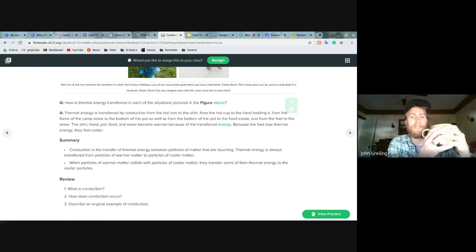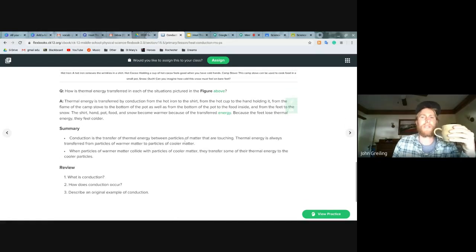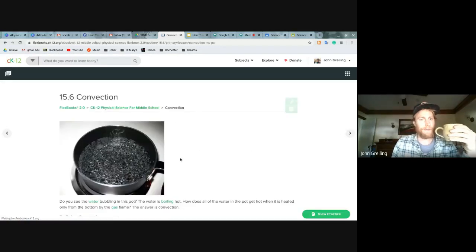Conduction is the transfer of thermal energy between particles of matter that are touching. Conduction, touching. That's all you've got to remember. Thermal energy always transfers from particles of warmer matter to cooler. When particles of warmer matter collide with particles of cooler matter, they transfer some of their thermal energy to the cooler particles. So there are some review questions here, but they're just looking for examples, and most of that will be on our option 4 write-up, which isn't too long. I'm going to go to my next one, the last one.